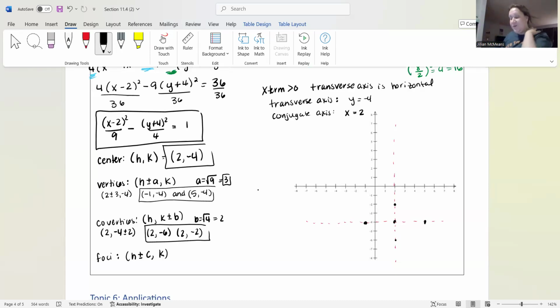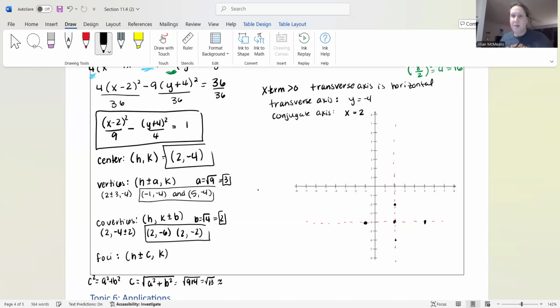And then finally, we need c. c always takes a tiny bit more effort to find. It's nothing terribly crazy, but it takes a little more work. Remember, the Pythagorean relationship is c squared equals a squared plus b squared. If we square root both sides, c is equal to the square root of a squared plus b squared. So we get the square root of 9 plus 4, which is the square root of 13.